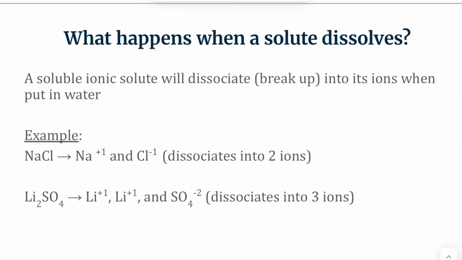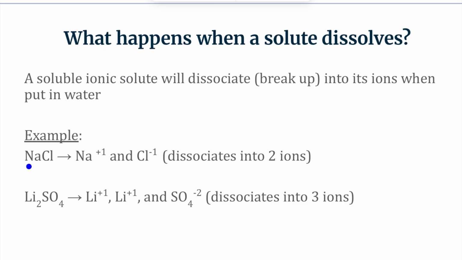So what happens when a solute dissolves? We've talked about aqueous solutions before and solubility. And so with these, we are talking about those soluble ionic solutes. And when a soluble ionic solute dissolves, it will dissociate or break up into ions when it is put in water. We aren't going to deal with anything that is not soluble. We are just talking about if it's a solute, it is going to dissolve.